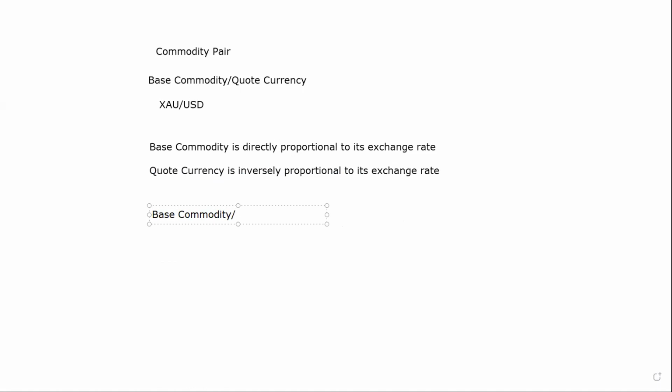Okay, commodity, and here we have exchange rate. So you know that the base commodity is directly proportional to its exchange rate. This means that when the value of the base commodity goes up, then its exchange rate also goes up. Similarly, when the value of the base commodity goes down, then its exchange rate will also go down, because the base commodity is directly proportional to its exchange rate.